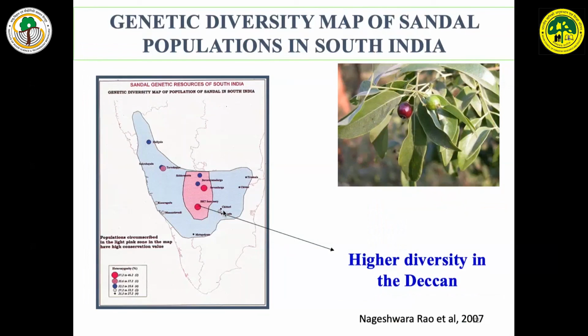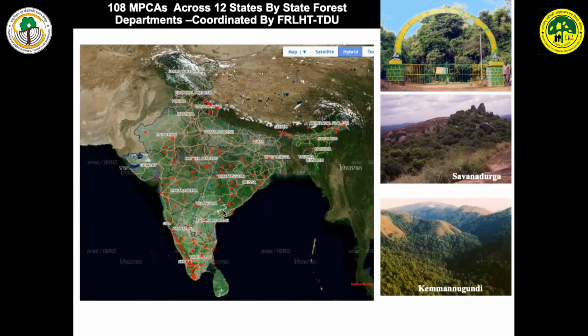So if you identify the populations which are very high in genetic diversity, they should be given high priority for in situ conservation as well as ex situ conservation. And the highly diverse plants can be replanted where the populations are homozygous, so that way we can restore the genetic diversity in the natural habitat, managing with both in situ and ex situ conservation. In that direction, our institute is working with the forest department and has identified more than 108 medicinal plant conservation areas across 12 states, which are currently maintained as in situ conservation.